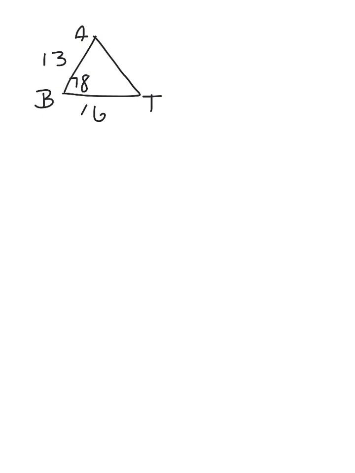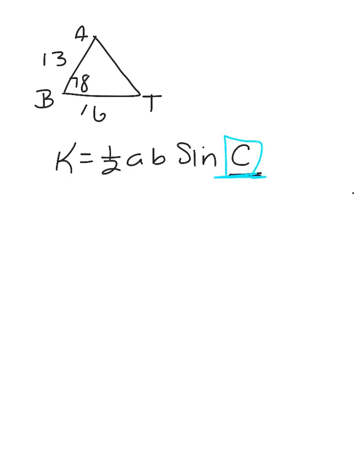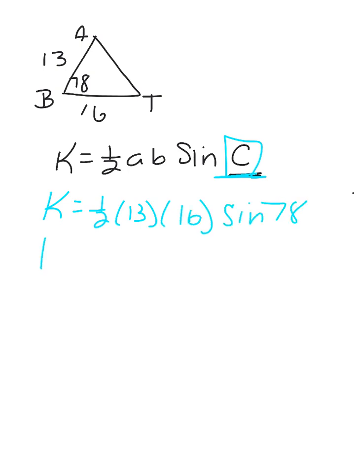Remember, area is K equals 1/2 ab sine C. Just remember the angle that we plug in here must be in between the two sides, so you have to have side angle side. So I get K equals 1/2 times 13 times 16 sine of 78. You could just plug that into your calculator, and we get 101.72, and the nearest integer would be 102.